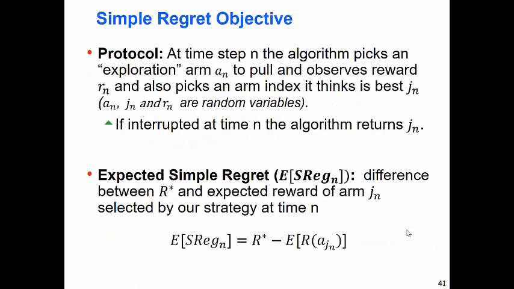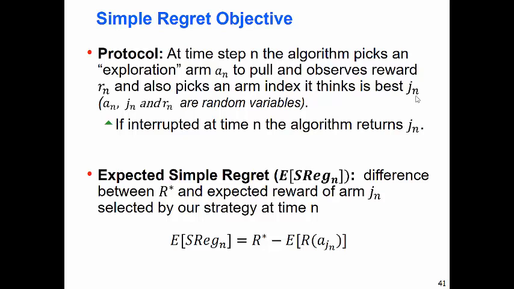So the protocol here is a little bit different, but pretty similar. At time step n, our algorithm is going to pick an exploration arm, A_n, just like before, and we're going to actually pull that arm and see the reward. And we're also going to output an index, J_n, that the algorithm thinks is best at that time. So the algorithm's always outputting two things.